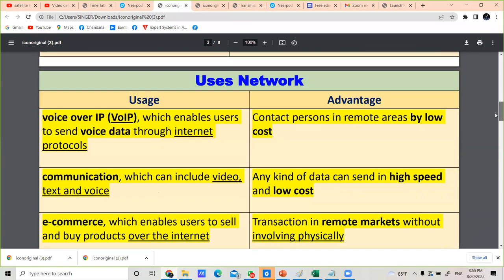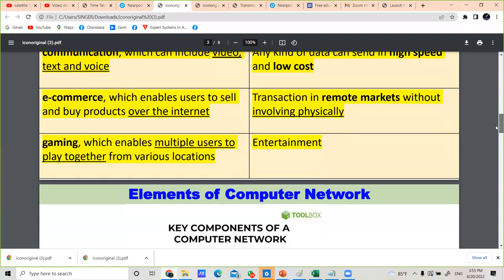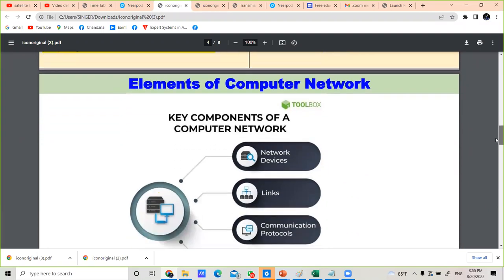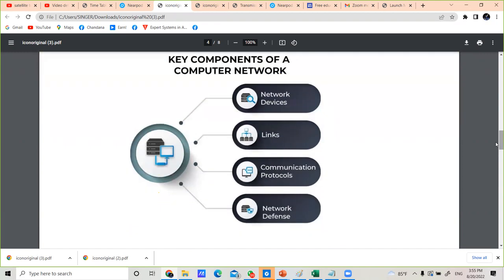Right. Then try to identify the elements of a computer network. Elements. There are four important components. In this diagram, list out the four components needed for a computer network. The first one: it needs a network device. Right? You must have a network device if you want to establish a computer network system.